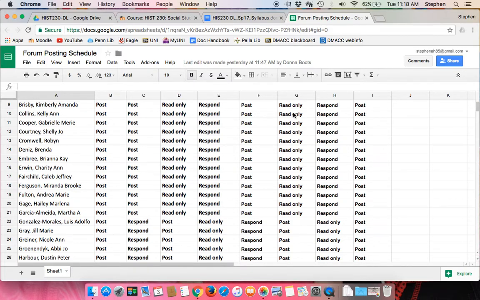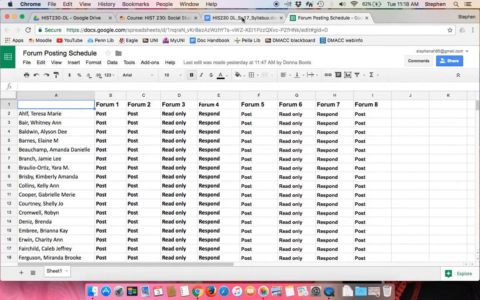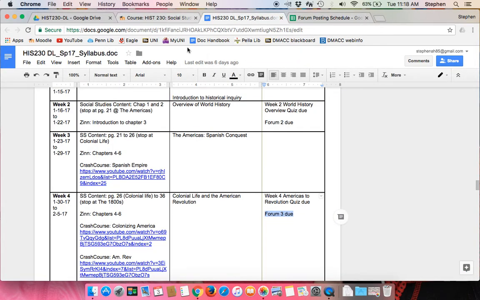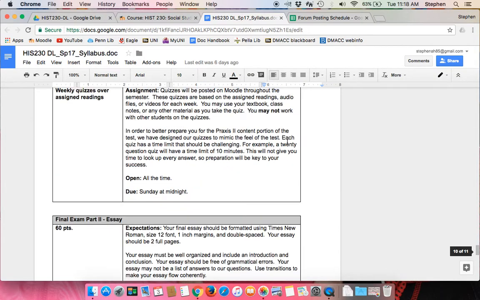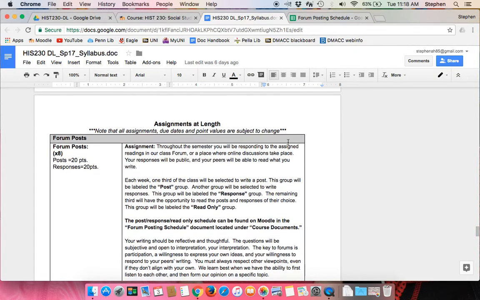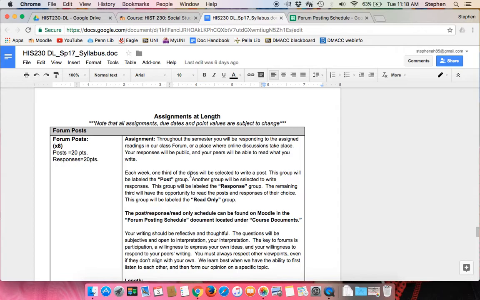So that is a benefit to you in that you are not necessarily going to be required to write a full-length post each week. Sometimes you might only reply. Sometimes you only need to read conversations. So here is that schedule. Back down to the explanation. So like it said, each week, one third of the class will be selected to write a post, another group will be selected to write a response, this group is labeled the response, and another group is only the read, okay?